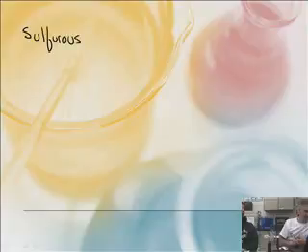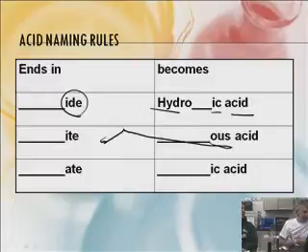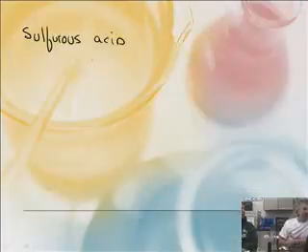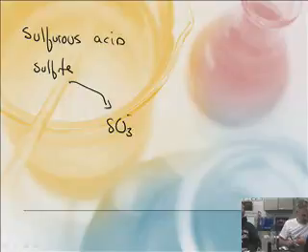Now, what if we were to go the other direction? Let's start with a name. Let's say that we have sulfurous acid. Ous acids come from ite, so we're going to go backwards. It came from an ite. So sulfurous came from sulfite. And sulfite, if we look on our polyatomic ion table, is SO3 with a -2 charge.